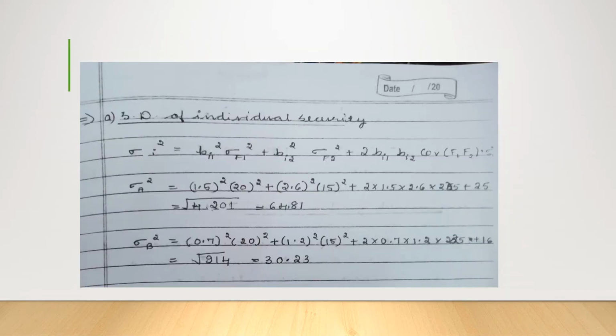First, you have to find out the standard deviation of the individual security. Here you have the formula. Just substitute the values for security A and security B separately, since individual security is asked. If you substitute the values, you are going to get 64.81. In the same way for security B, it is 30.23.